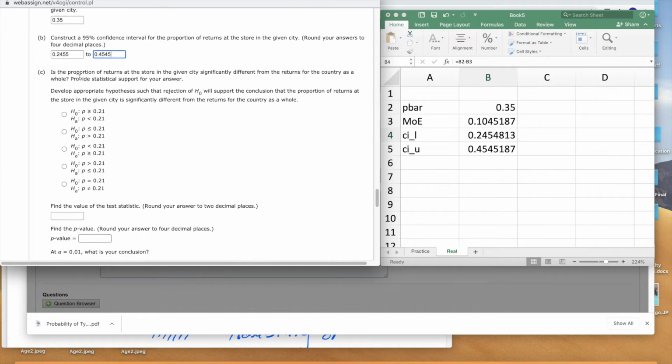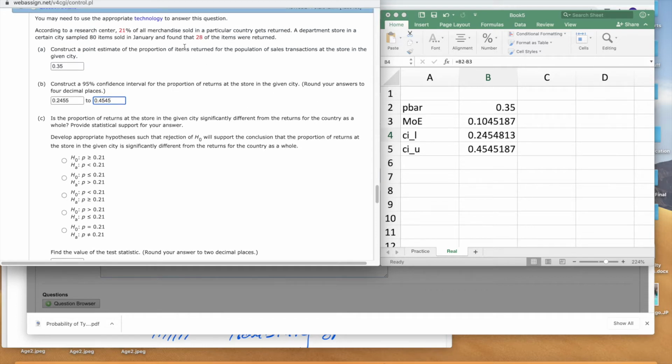Now C, is the proportion of returns at the store in the given city significantly different from the returns for the country as a whole? Provide statistical support for your answer. One thing I want to show you now is that 21%, that's our null mean, these 0.21, that is not inside the 95% confidence interval. So that actually already provides some statistical evidence that this 35% is in fact statistically different from this 21%.